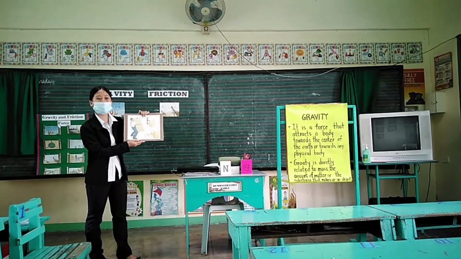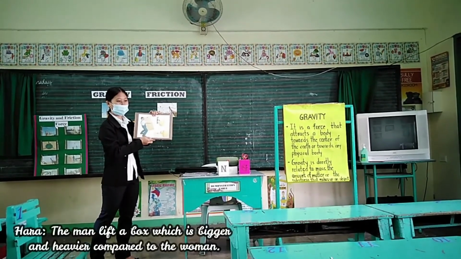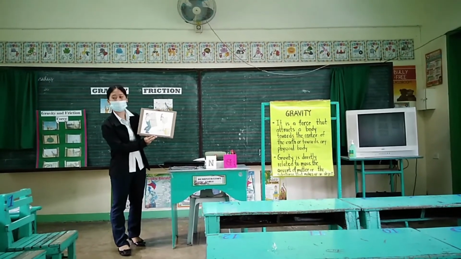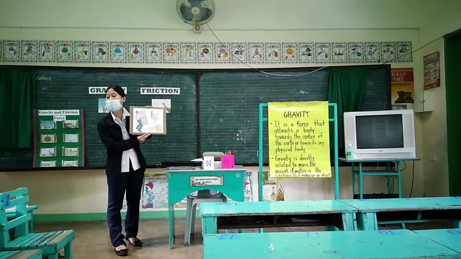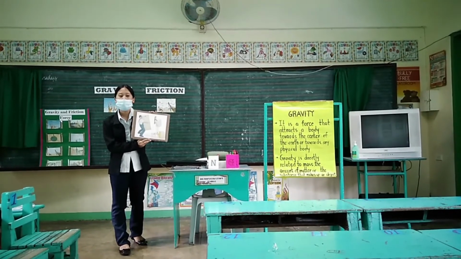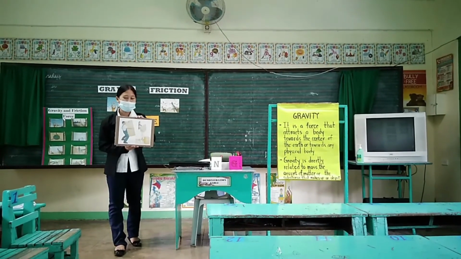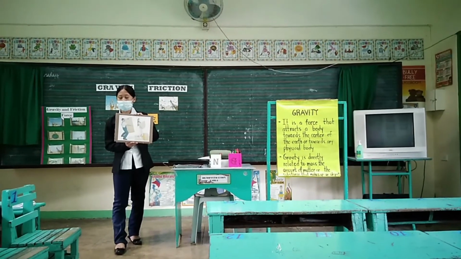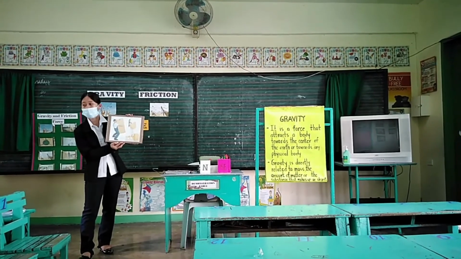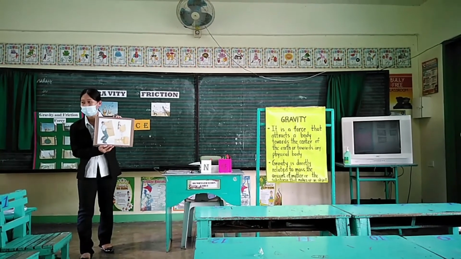Okay, class, what have you noticed in the picture? Okay, Hara? Yes, very good. There is more gravitational pull on the box that is lifted by the man because it has the greater mass. And when we talk about mass, it is the amount of matter or substance that makes up an object, which can be measured in grams or kilograms. And as you have noticed, the box that is lifted by the woman is lighter than the other because it has the lesser mass and gravitational pull.